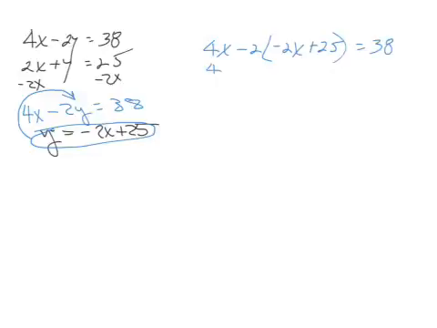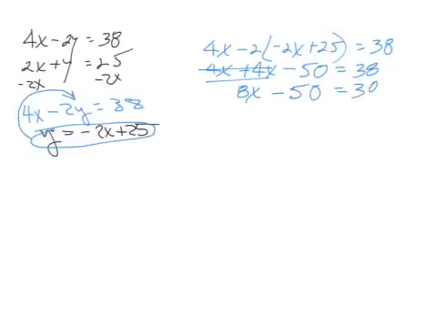Okay, so I'm going to do distributive. That's going to be a 4x, negative 2 times a negative 2x is positive, and then this will be negative 50 because negative 2 times a positive 25. Okay, and I'm going to add those. And so that goes away, minus 50 equals 38. I'm going to add 50 to both sides.